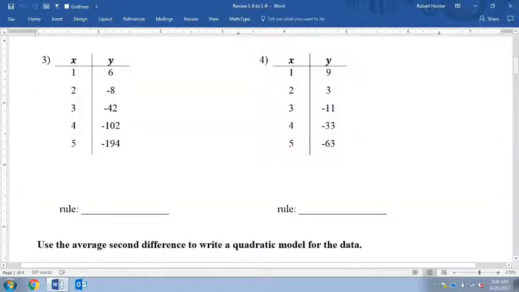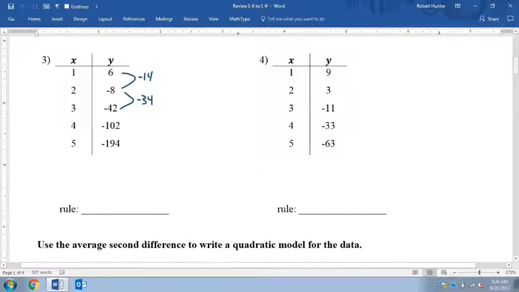Alright, this is Algebraic Reasoning Review 1.6, 1.9. Numbers 3 and 4. Again, we're looking for linear, quadratic, or cubic, so start subtracting. Negative 8 minus 6 is negative 14. Negative 42 minus negative 8, pretty much 42 minus 8 is 34, so negative 34.